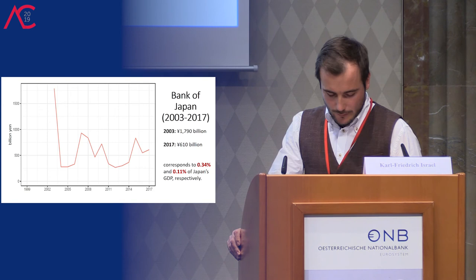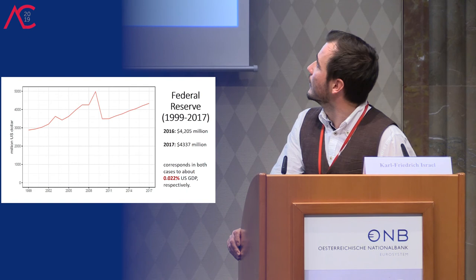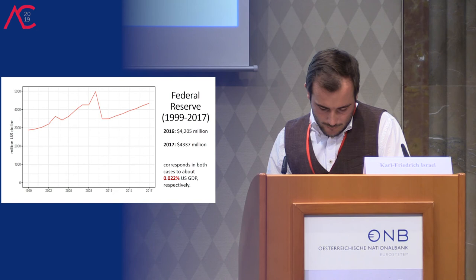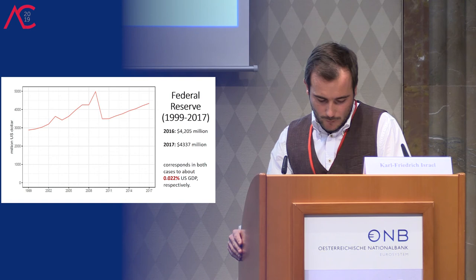And finally, the Federal Reserve System, which is again, compared to the Euro system and the Bank of Japan, more cost efficient. Here, the overall expenses per year corresponded to roughly 0.02%.